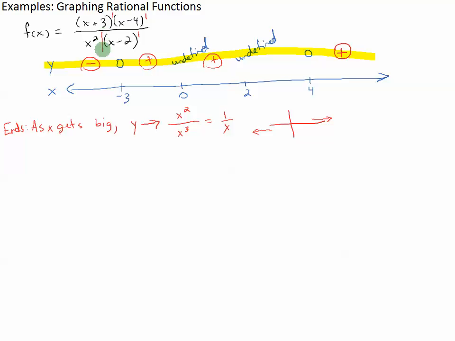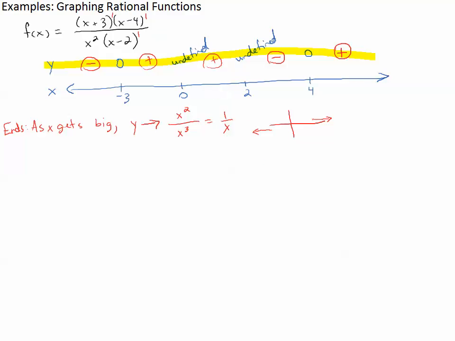Cross over 2, that comes from x minus 2 to the first, which is an odd exponent, or odd multiplicity, which makes this change to a negative. When I cross over 4, 4 came from x minus 4 to the first, which is an odd exponent, so my sign changes from negative to positive, and see how it all matches. So that's good, everything matched up like we expected.